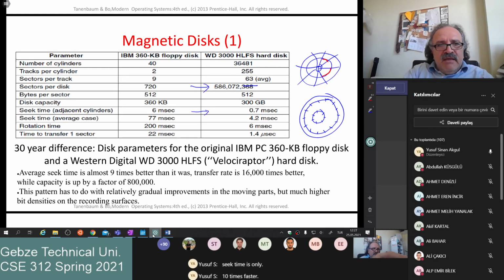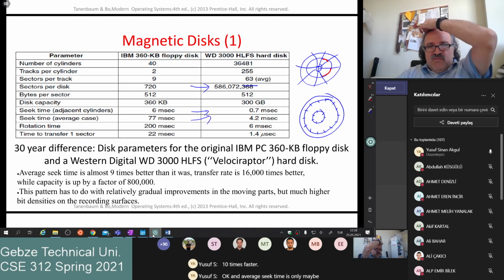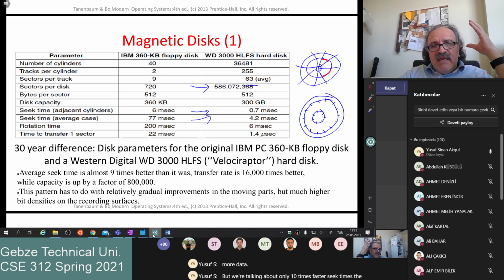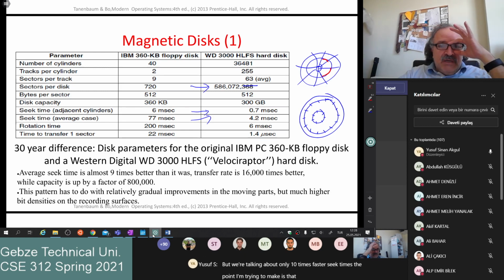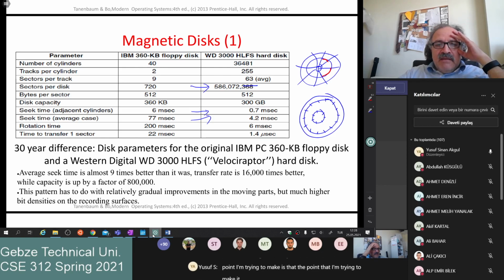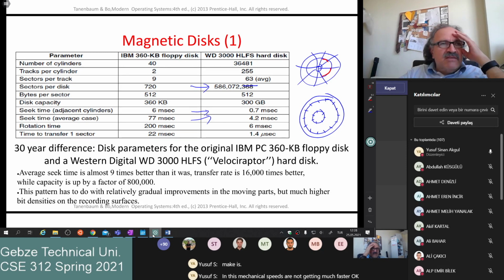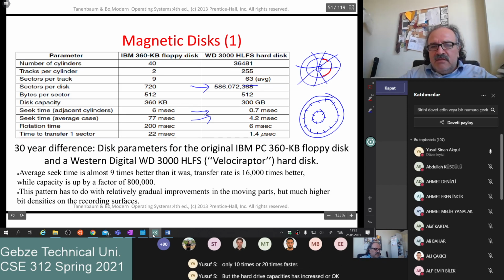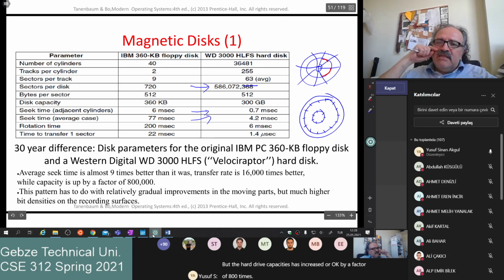Okay, and the average seek time is only maybe 20 times faster. So we are talking about half a million times more data, but only 10 times faster seek times. The point I am trying to make is that these mechanical speeds are not getting much faster, only 10 or 20 times, but the hard drive capacities have increased by a factor of 800 times, and the transfer times are 16 times better.